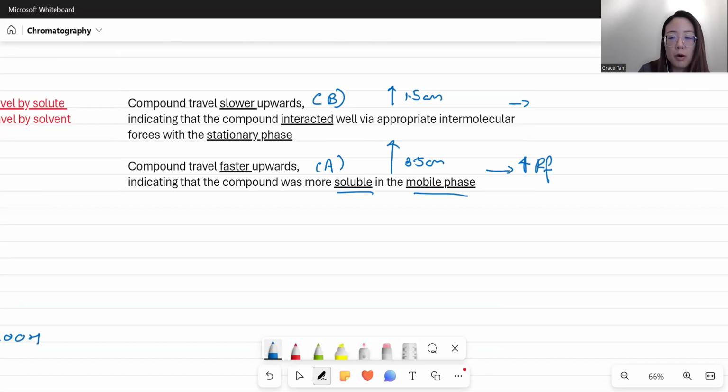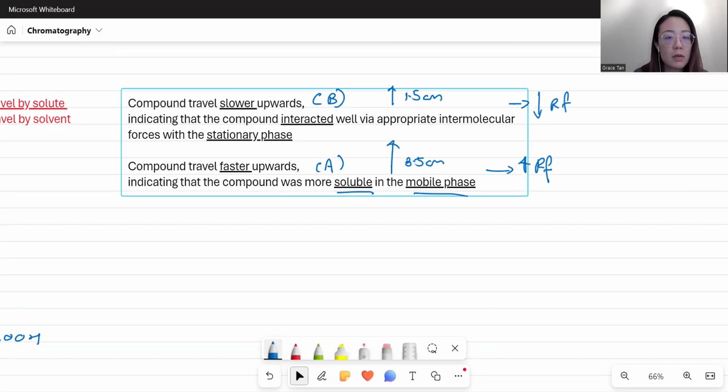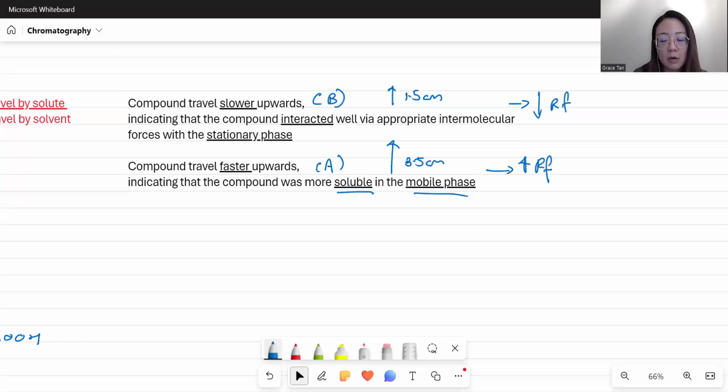Low RF value means the numerator was smaller compared to the denominator. Therefore, you unlikely move, you don't really move that far upward on the stationary phase, because you prefer the stationary phase. So you interacted very well with the stationary phase. So that would be everything on thin layer chromatography.